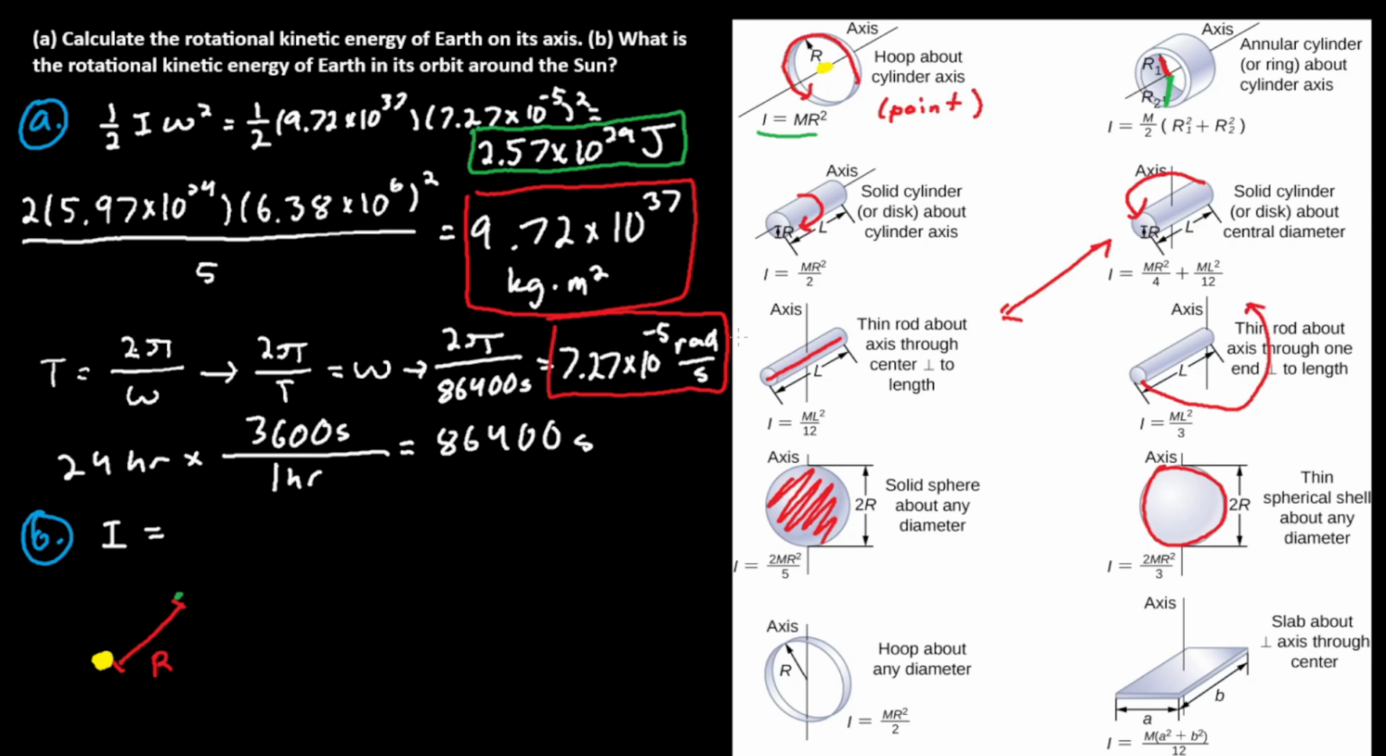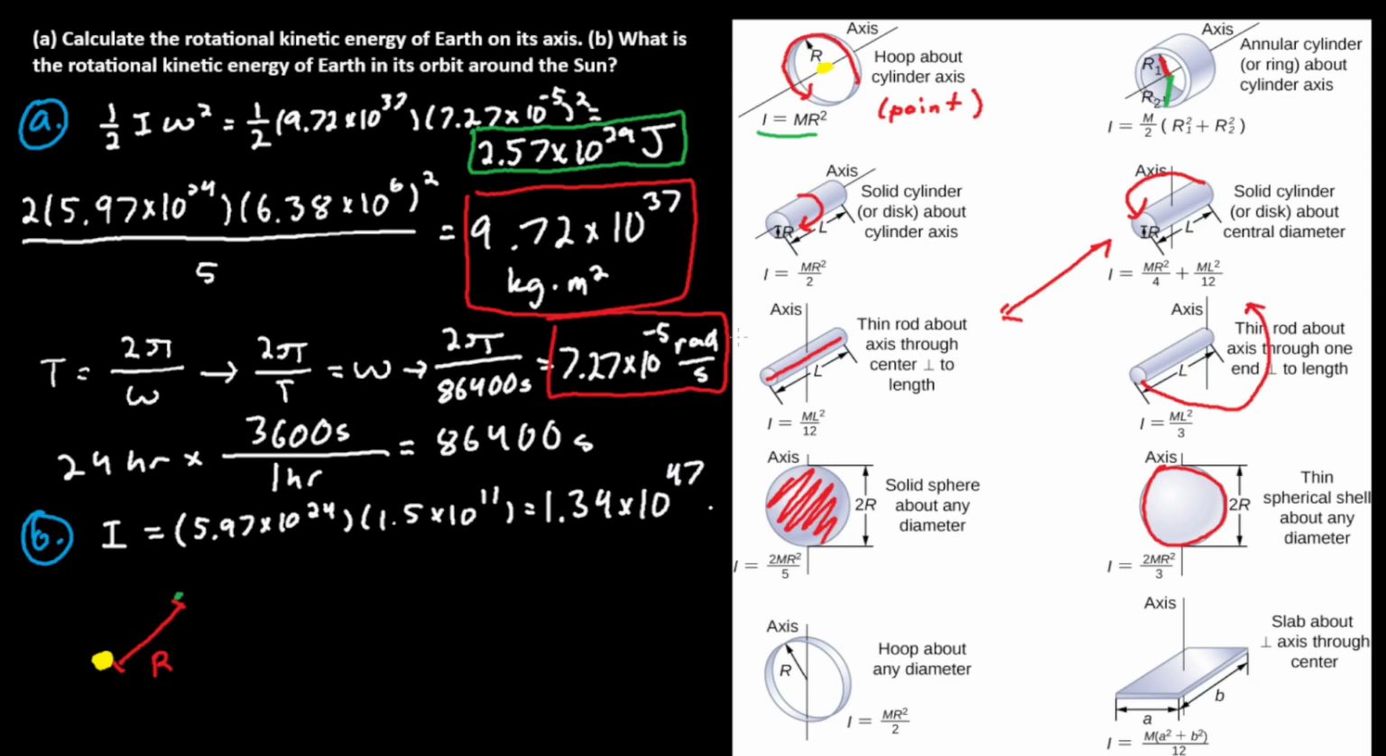So let's set up the equation. Once we've set up the equation, all I have to do is evaluate this. Now, let's be a little more clear on this. This is the radius, and this is the mass of the Earth. And we're treating the Earth like a point particle rotating around the sun. So once you've evaluated this formula, you should get a moment of inertia of 1.34 times 10 to the power of 47.